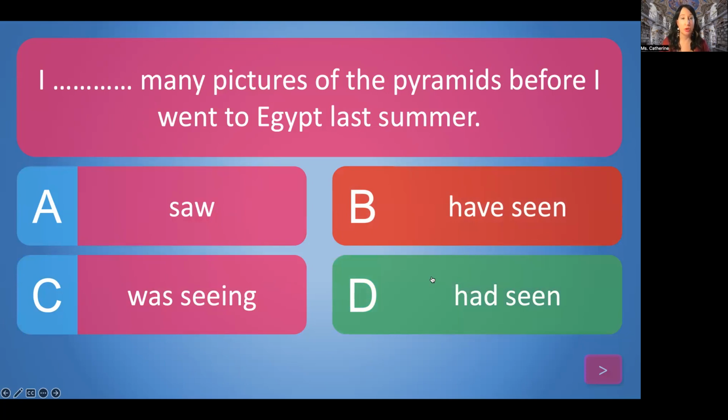Okay, let's look at the words. Had seen, what would that be? The past perfect, right? We have had, okay? I had seen many pictures of the pyramids. That's one completed past. Before I went, that's another past, to Egypt last summer. So we have two pasts. It started in the past and it ended in the past. That's right.